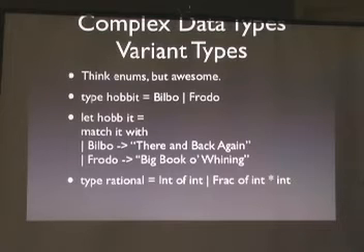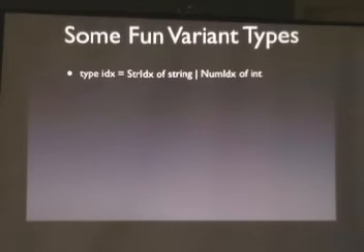Let's look at a couple other examples. Here's a type IDX, which gives you a string index or a numerical index, take your pick. It can be used for data structures where you can be switch hitters.